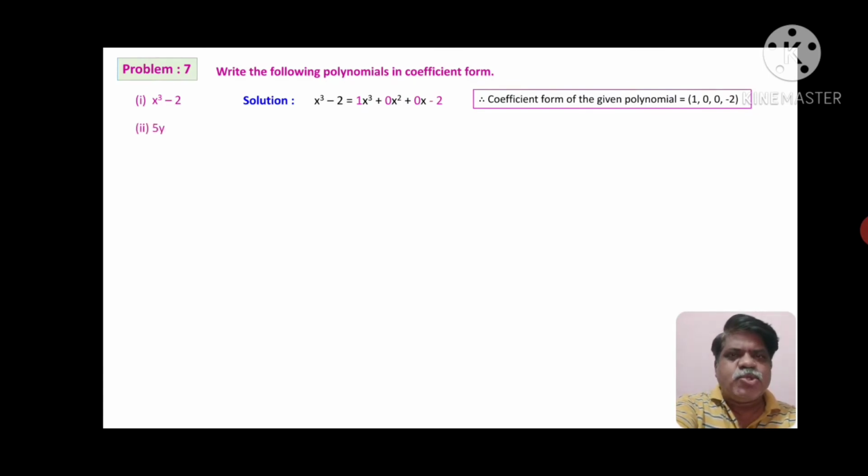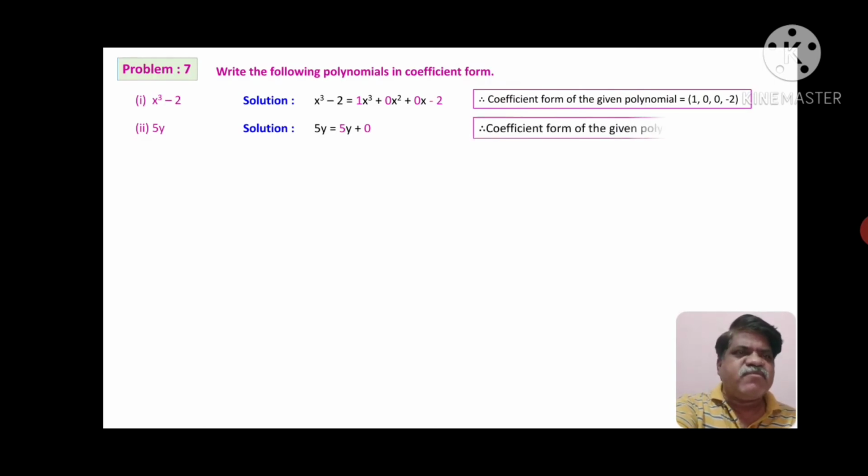Now the second problem, pi y is given, therefore you will write this pi y as pi y plus 0. The constant term is not there, so we have to consider it as 0. Therefore the coefficient form of the given polynomial will be equal to pi and 0.